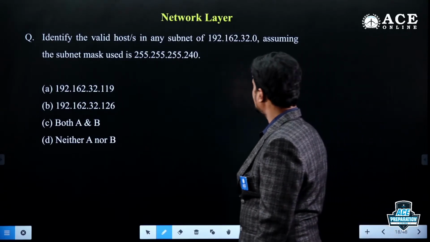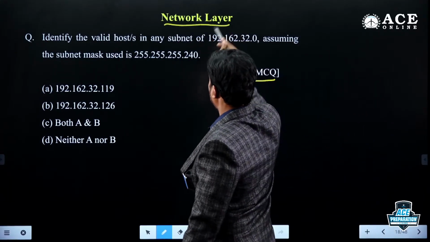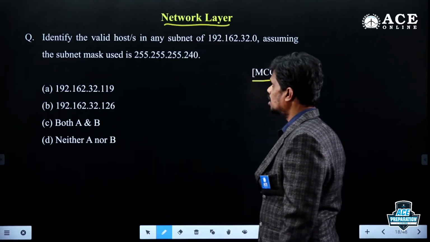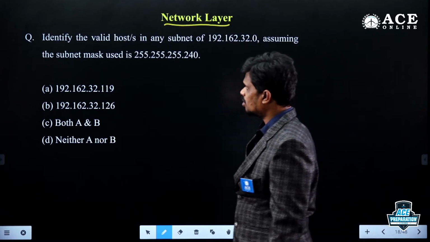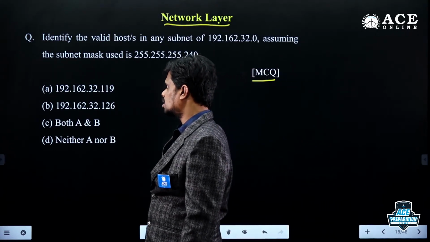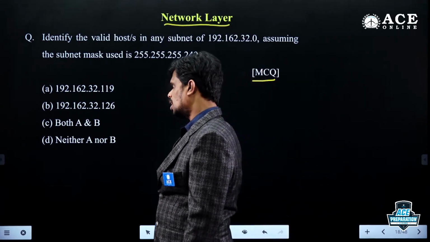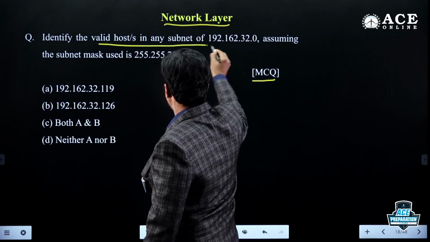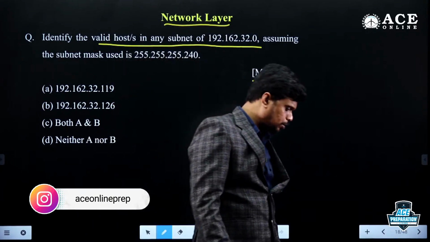So look at this question. MCQ, which is from the network layer, IPv4 addressing is the subtopic. Look at the question statement. Identify the valid hosts in any subnet of 192.162.30.0, assuming the subnet mask used is 255.255.255.240. Option A, 192.162.32.119. Option B, 192.162.32.126. Option C, both A and B. Option D, neither A nor B. So what is the answer for this? It is clearly asking to identify the valid host in any subnet of this. Any subnet of this. Okay? Right. So please look into this and let me know what the answer is.